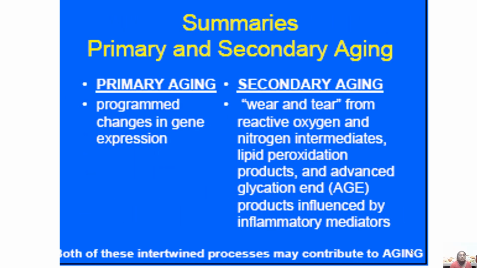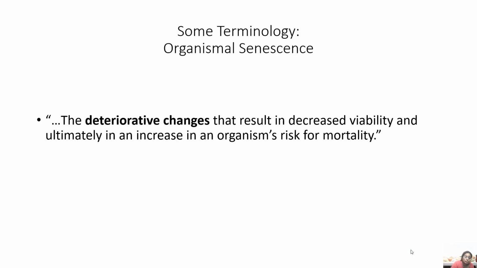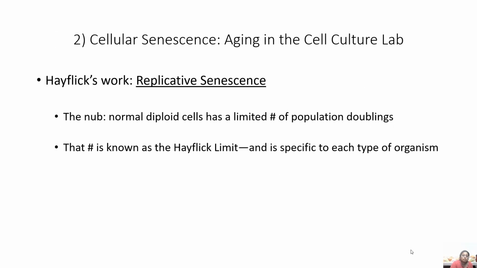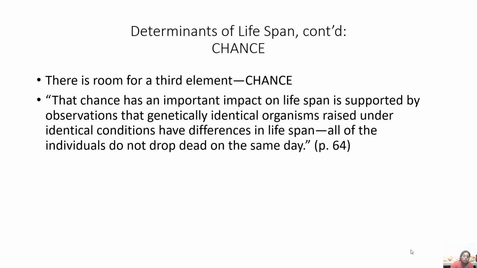Primary and secondary aging. Primary aging: programmed changes in gene expression, wear and tear from reactive oxygen and nitrogen intermediates, lipid peroxidation products, and pathways like glycation end products influenced by inflammatory mediators. Okay, so I have discussed all of these. We will not go into much detail.